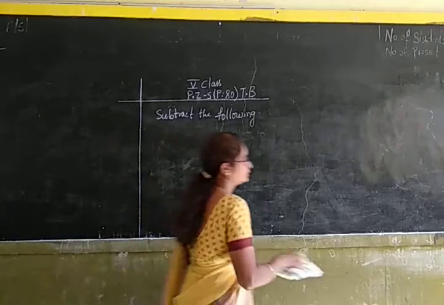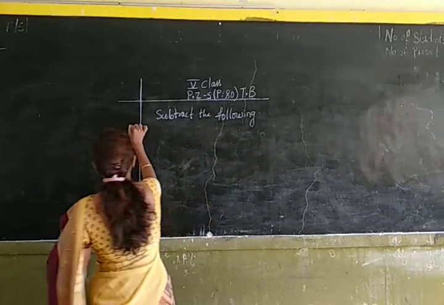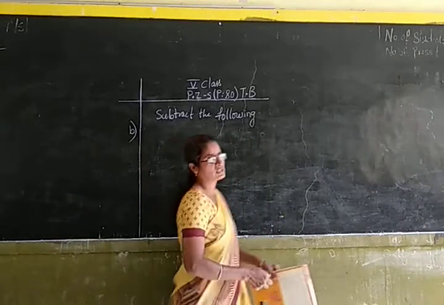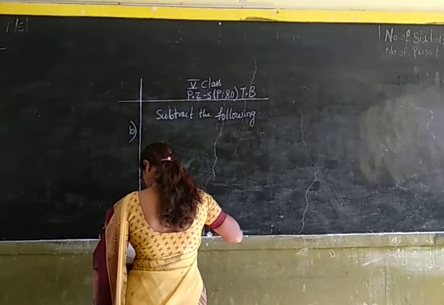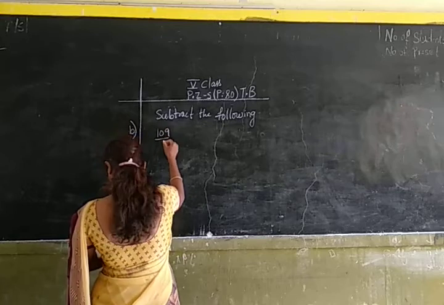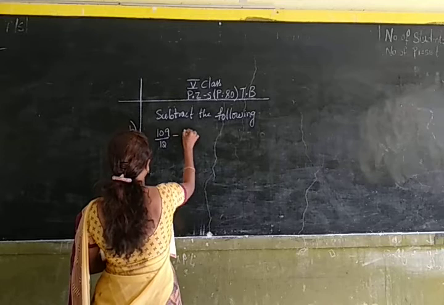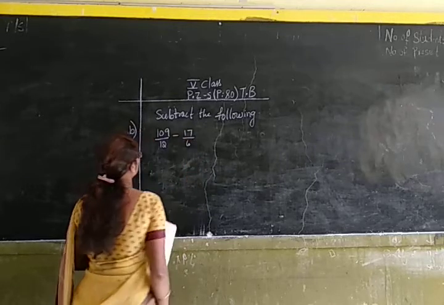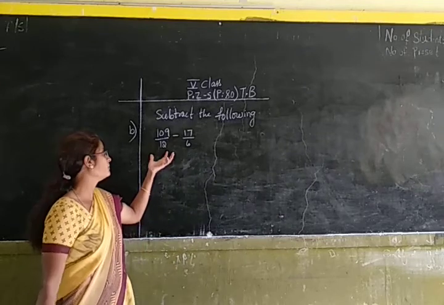Let us do the B sum. The B sum is 109 by 12 minus 17 by 6. So now we have to subtract 17 by 6 from 109 by 12.